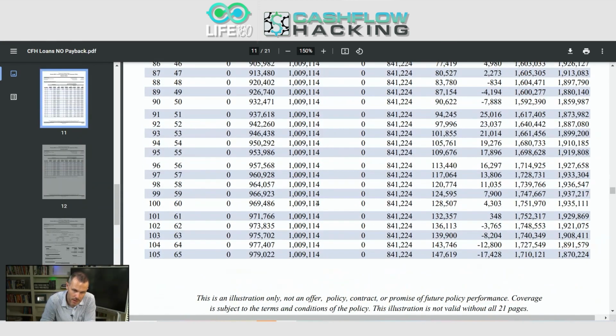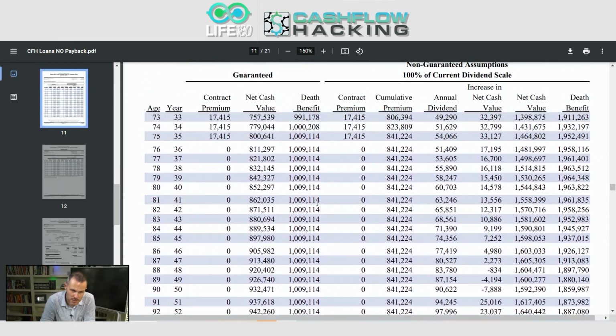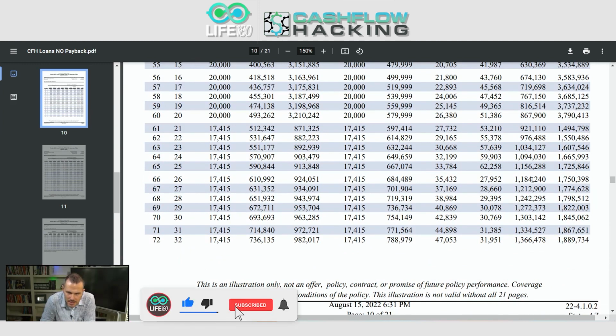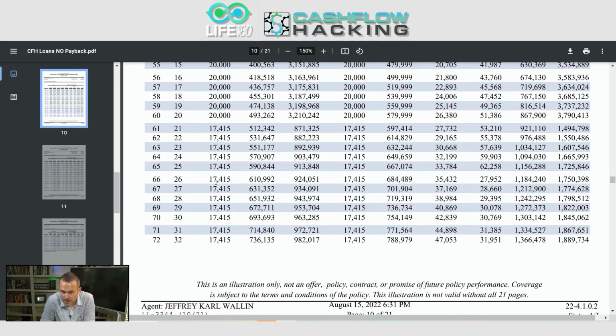Now what I want to do here is go back to the illustration and show what's happening. So we're borrowing, you can see here, let me find 66. So you can see the net increase in cash value here was 62,000 at 65. Well, we're still contributing the 17,415, but we're also borrowing against it at 35,000. So you can see the net increase in cash value actually drop because we're borrowing against it.